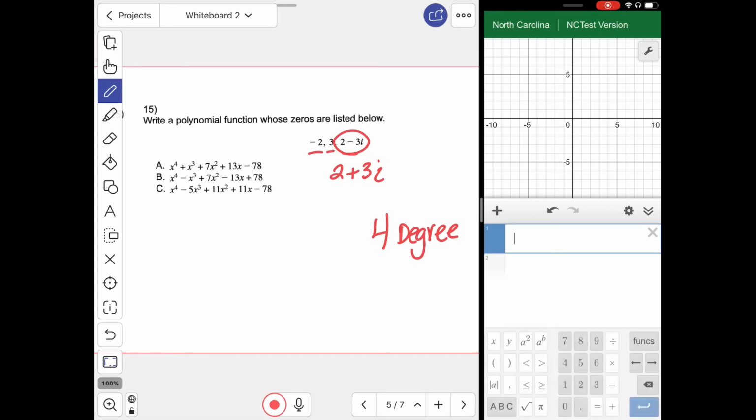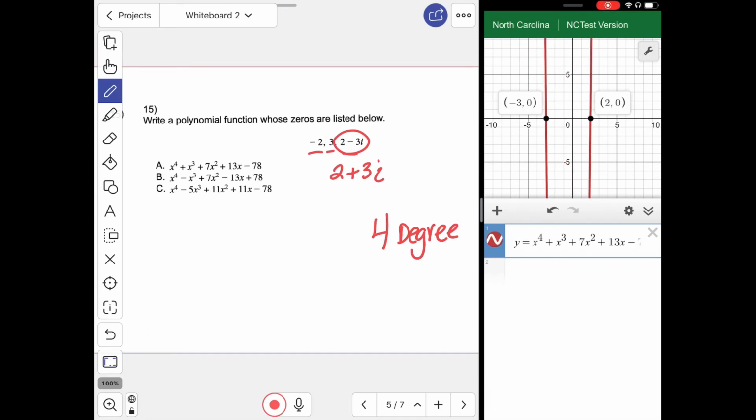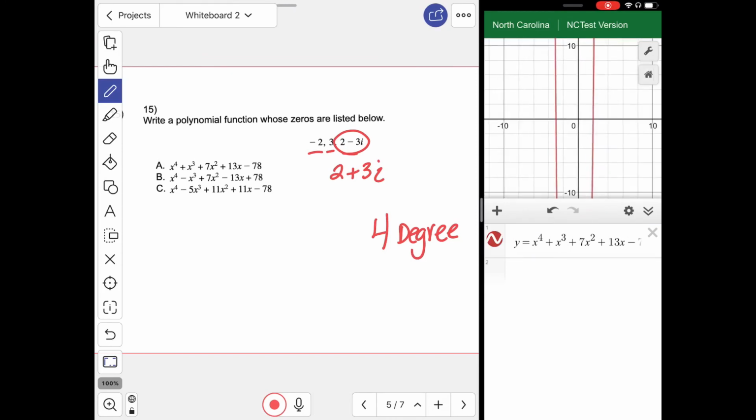The next thing I would do is look at it graphically. So I have x raised to the 4th power, and I'm going to put that in so I can see my real roots. All right, so I definitely have one at -3 and +2. This one I have -2, +3, so that's not going to work.